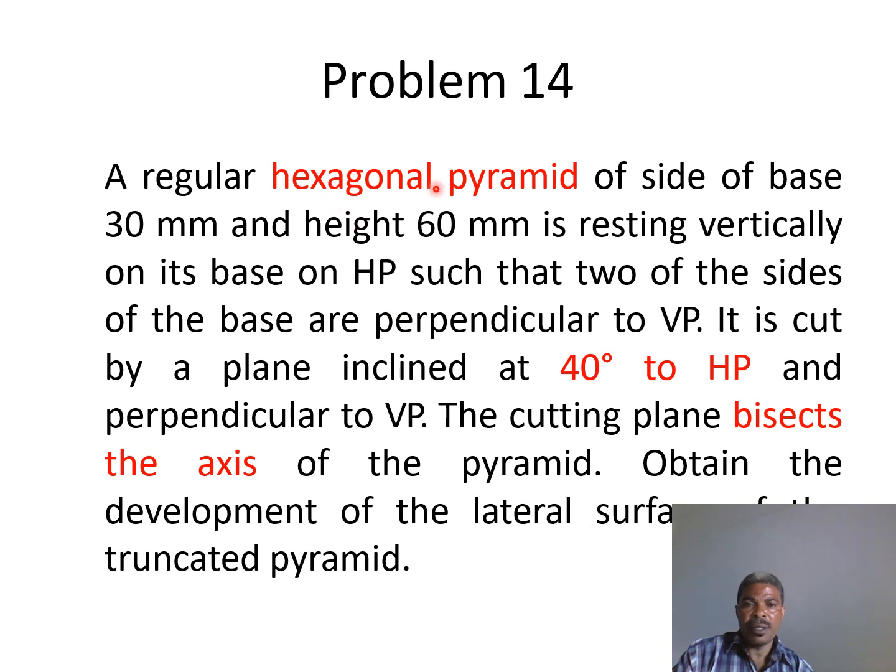This is a hexagon. It was a square, now it's a hexagon. Let's see. The only thing here, it is cut by a plane inclined at 40 degrees to the horizontal plane, and perpendicular to the vertical plane. The cutting plane bisects the axis. Another point to note, it bisects the axis of the pyramid. So you are told to obtain the development of the lateral surfaces for the truncated pyramid.